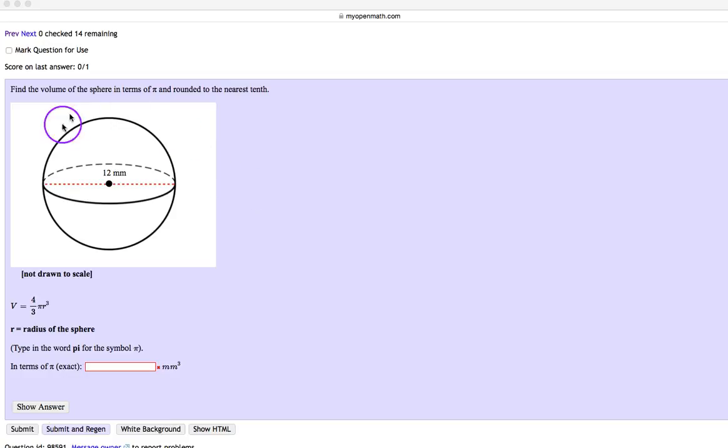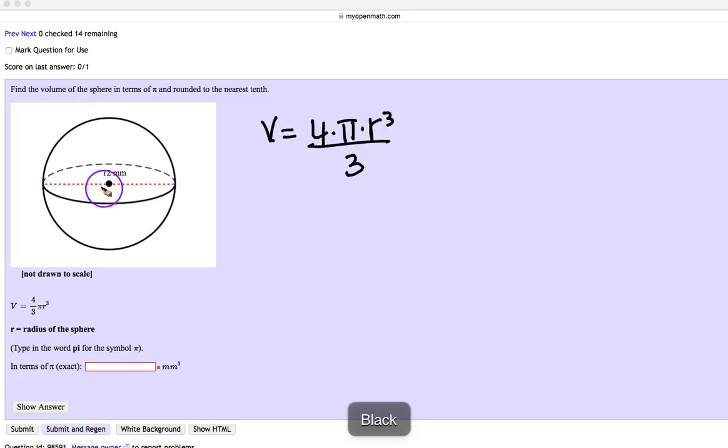So the only difference between this sphere and the previous one is that they're giving us the diameter instead of the radius. I'm going to still use the same formula, which is volume equals 4 times pi times radius cubed divided by 3. So yet again, the only thing that we need to figure out is my radius. And again, the radius is basically the center to the edge of the circle. So in this case, I'm going to say that the radius is 6. So I'm going to plug that in.